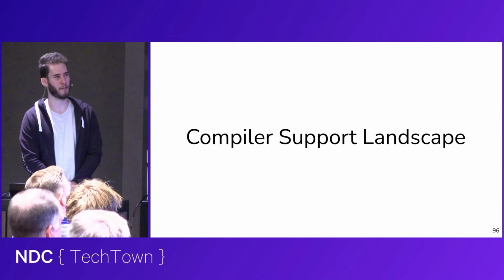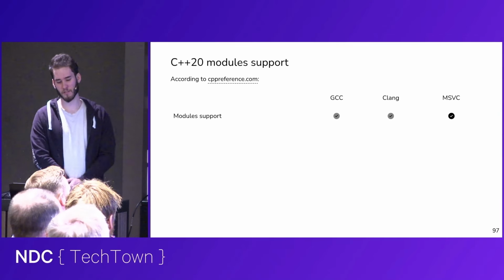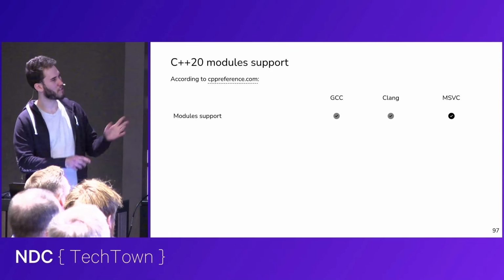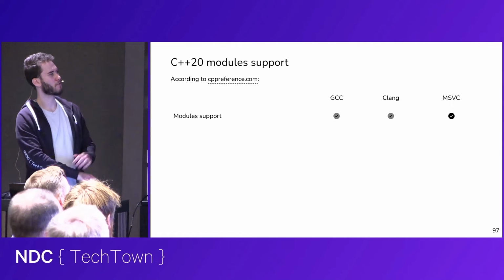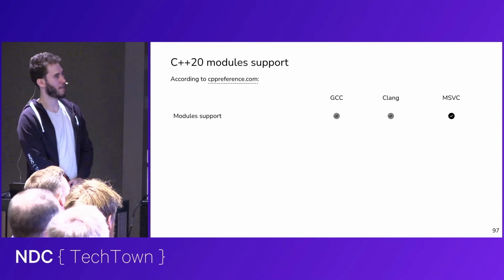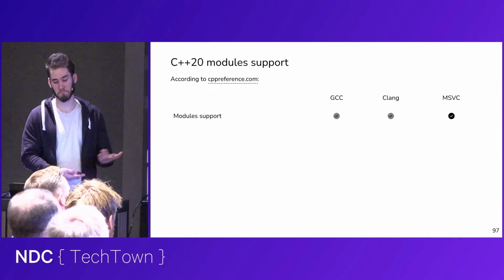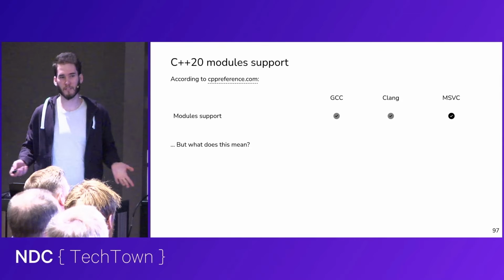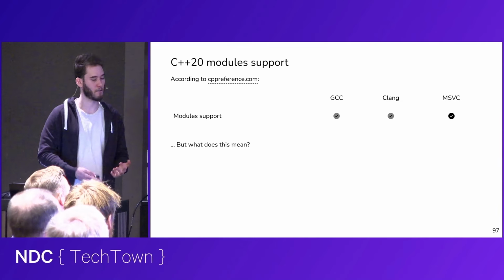Which tools of modules can you make use of for that? If you go to some website like cppreference.com, you will see a picture like this. You have partial support for GCC, partial support for Clang, and full support for MSVC. But what does that really mean? That doesn't tell me a lot about which features I can utilize and which ones I can't.